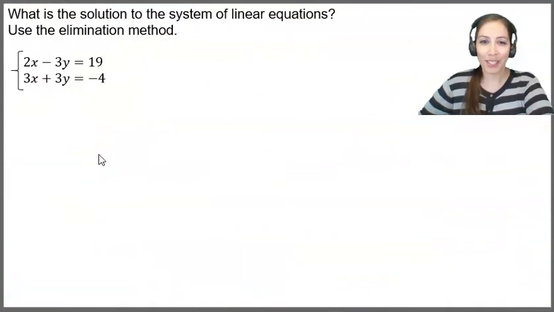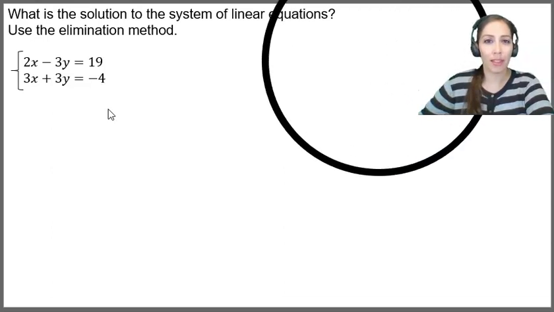What is the solution to the system of linear equations? Use the elimination method. I have two equations here, 2x minus 3y equals 19 and 3x plus 3y equals negative 4. How do I go ahead and find the solution to the system of linear equations, and how do I use the elimination method?